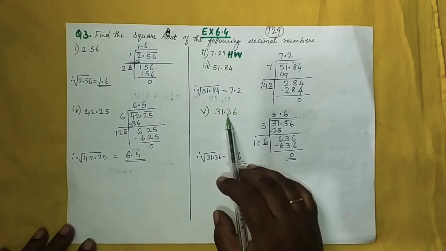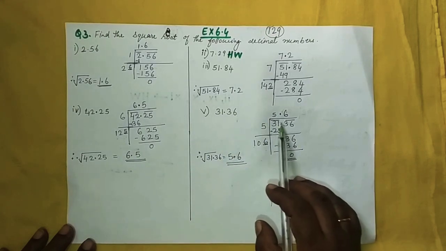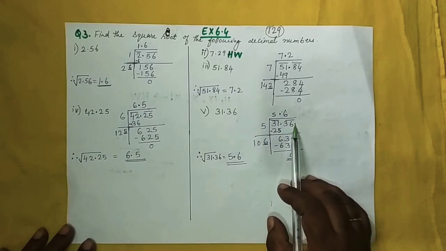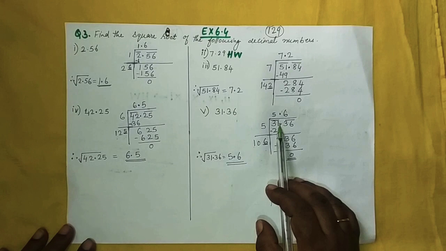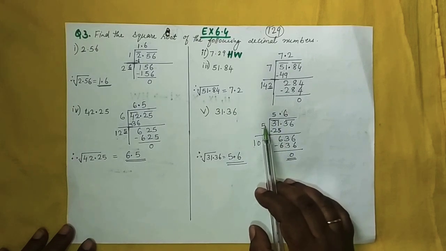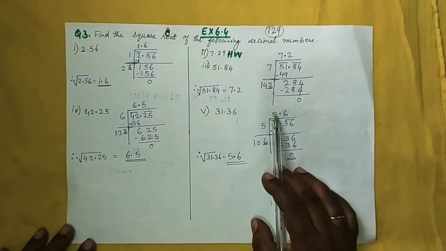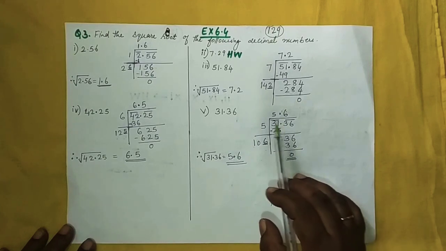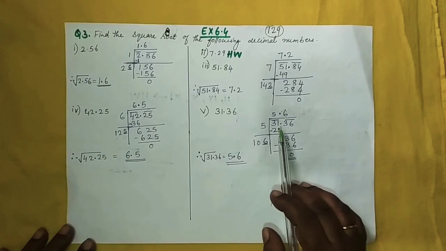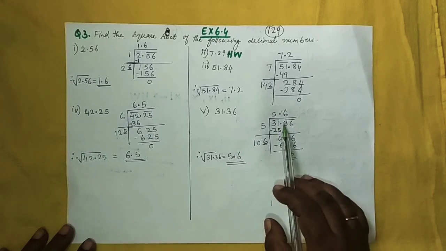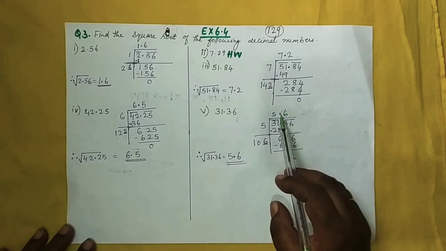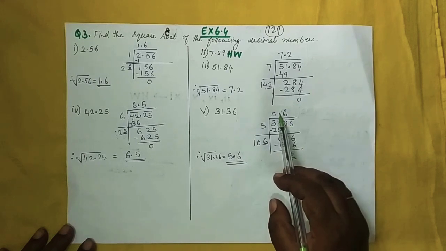Now fifth question, 31.36. We are making groups of pairs after the decimal from left to right, so 36 together. Before the decimal from right to left, so 31 together. 5 5s are 25, because 6 6s are 36, that we can't write because it is more than 31. Okay, 5 5s are 25. Now 31 minus 25 is 6. We are writing this here also, 36. We have started considering the decimal part, so put the decimal point in the quotient.